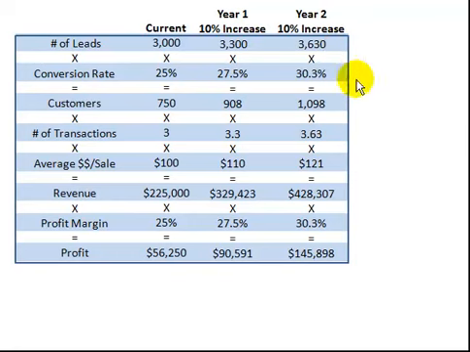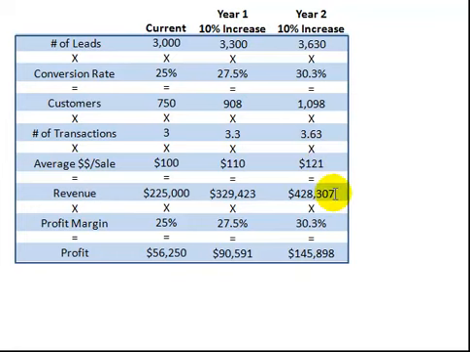Our conversion rate, we're getting better at what we're doing, is 30%. The number of customers now goes to 1,098. The number of transactions, 3.63 per year. Average sale is now $121. Remember, we're 2 years down the road now from where we are right now. So we're getting better at what we're doing. So some of these things are going to be very easy to do.